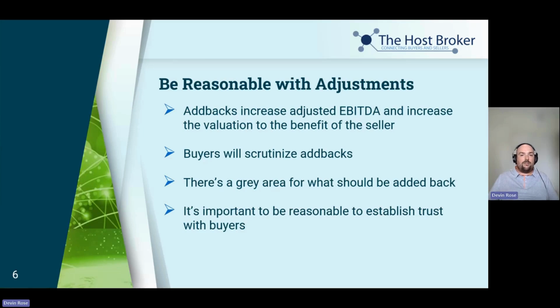And I just wanted to have a little bit of a slide here as a cautionary slide. It's really important to be reasonable with these adjustments.